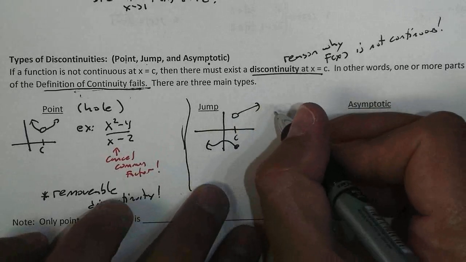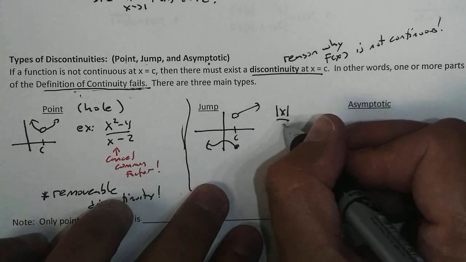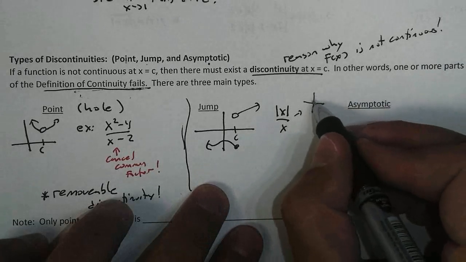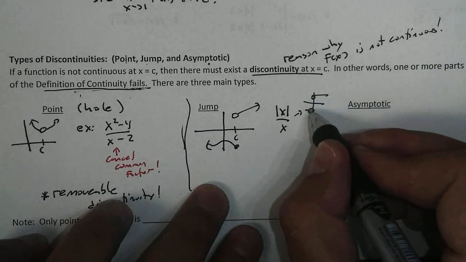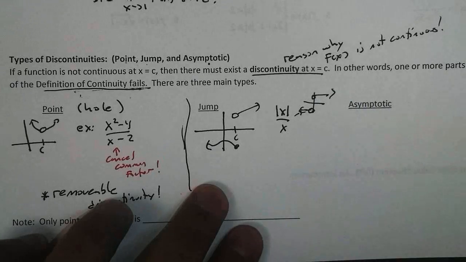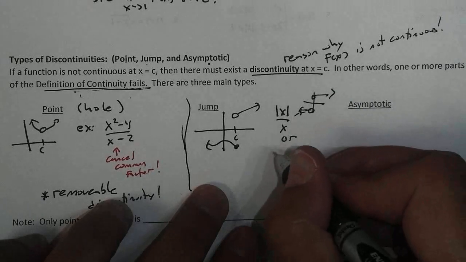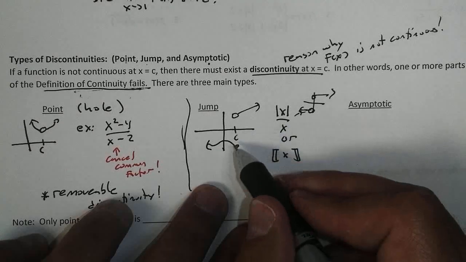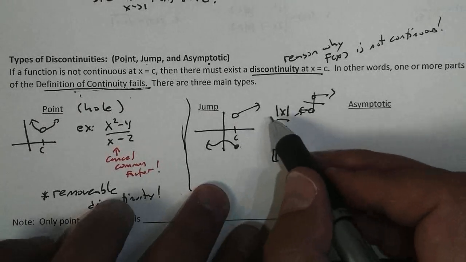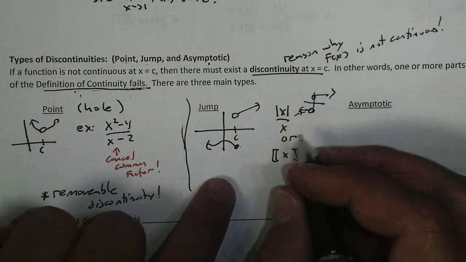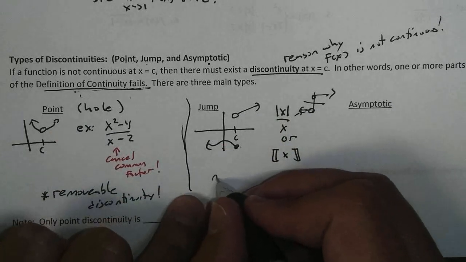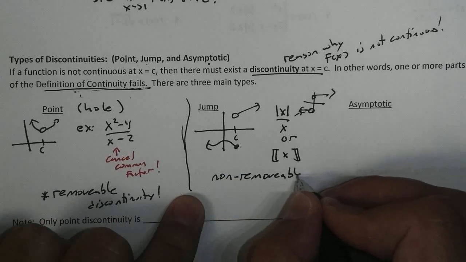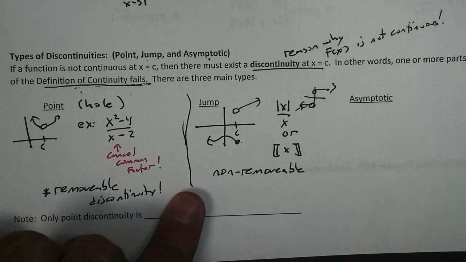Well, an example of this one is that weird absolute value function that you guys learned last year, right? Remember this one? It would look like this. At 0, we would have something like this. Or sometimes the greatest integer function. Now, in either case, I wasn't able to factor and cancel like I did on the hole. So we call this one a non-removable discontinuity. Non-removable.